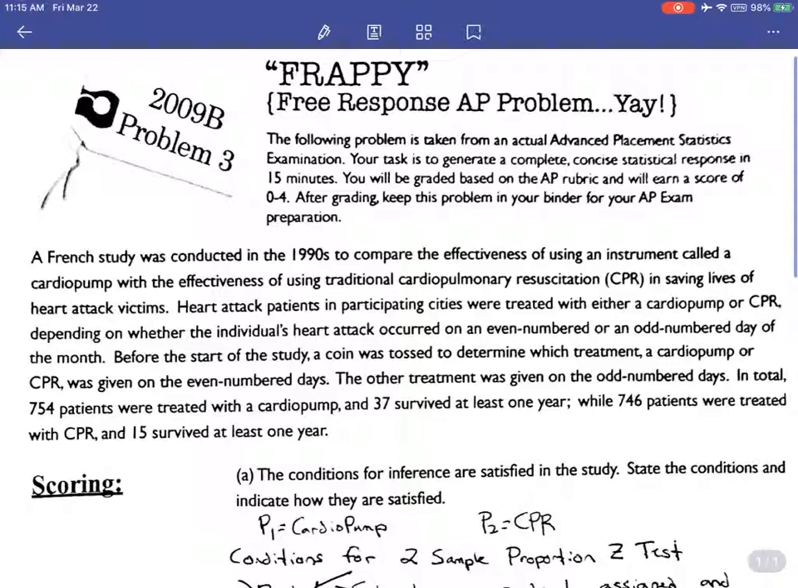Hopefully, you got all your answers correct. You're just using this to correct your work and fix anything that you got wrong. So let's read through the question.